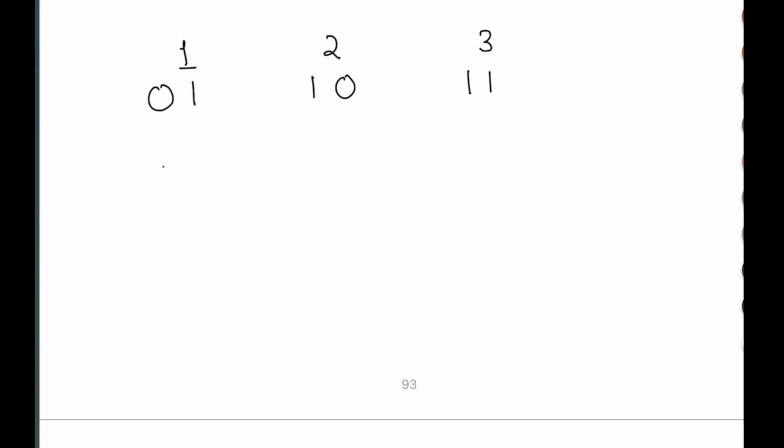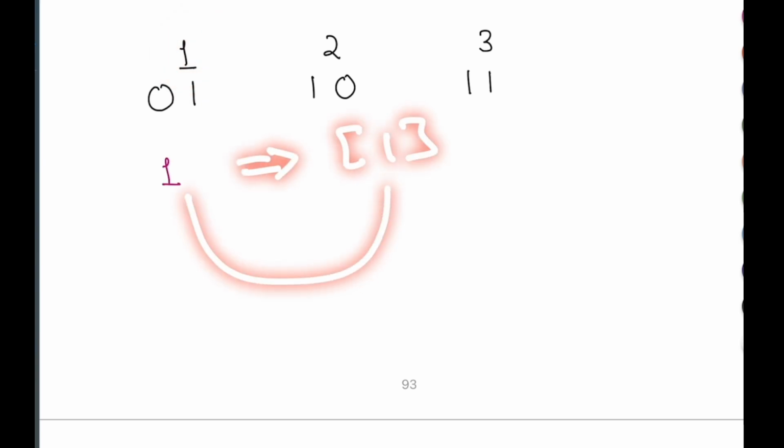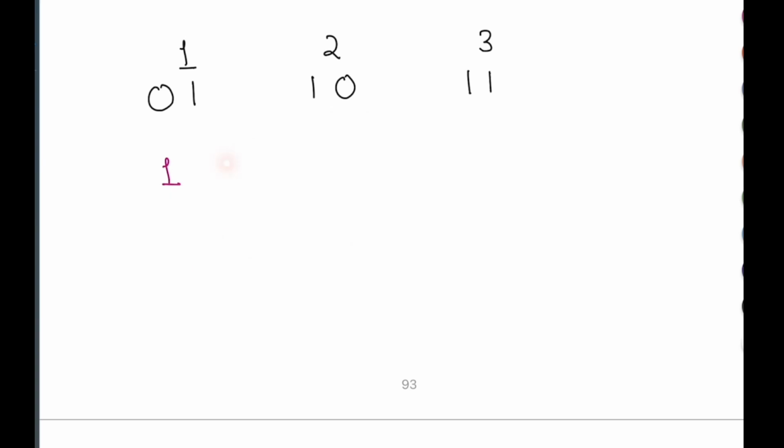Now if the first number is 1, we just have one subarray, which is an array in which we have just one element, 1. For this subarray, the bitwise OR will be equal to 1, right? So let's write it here. Now we see a new element, which is 2.